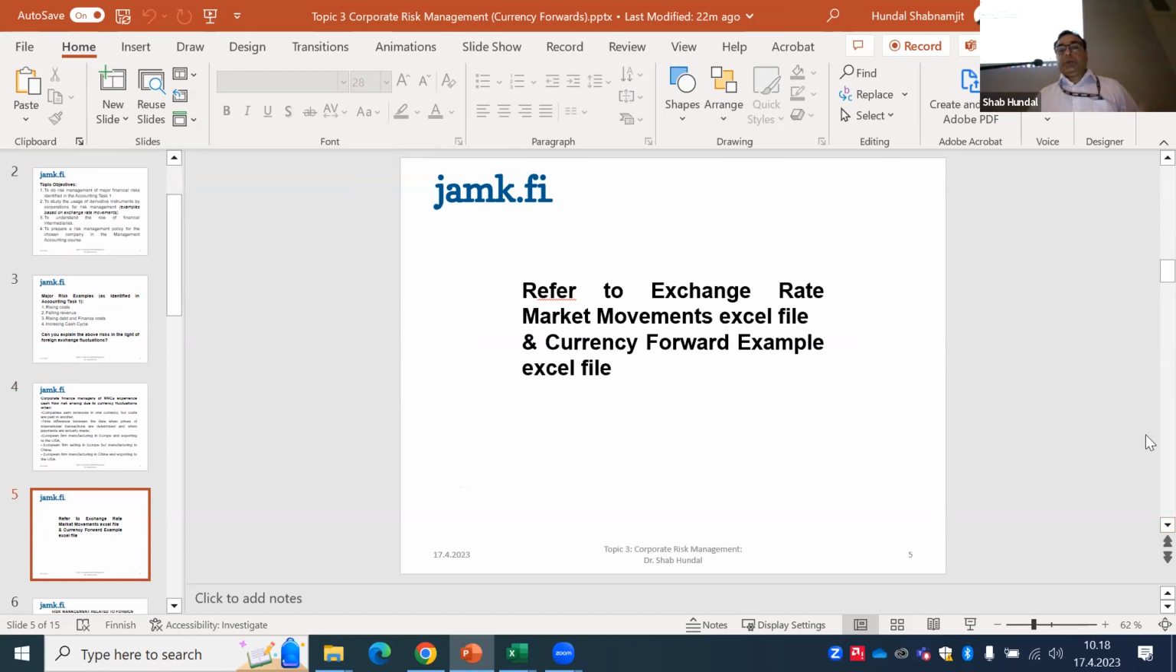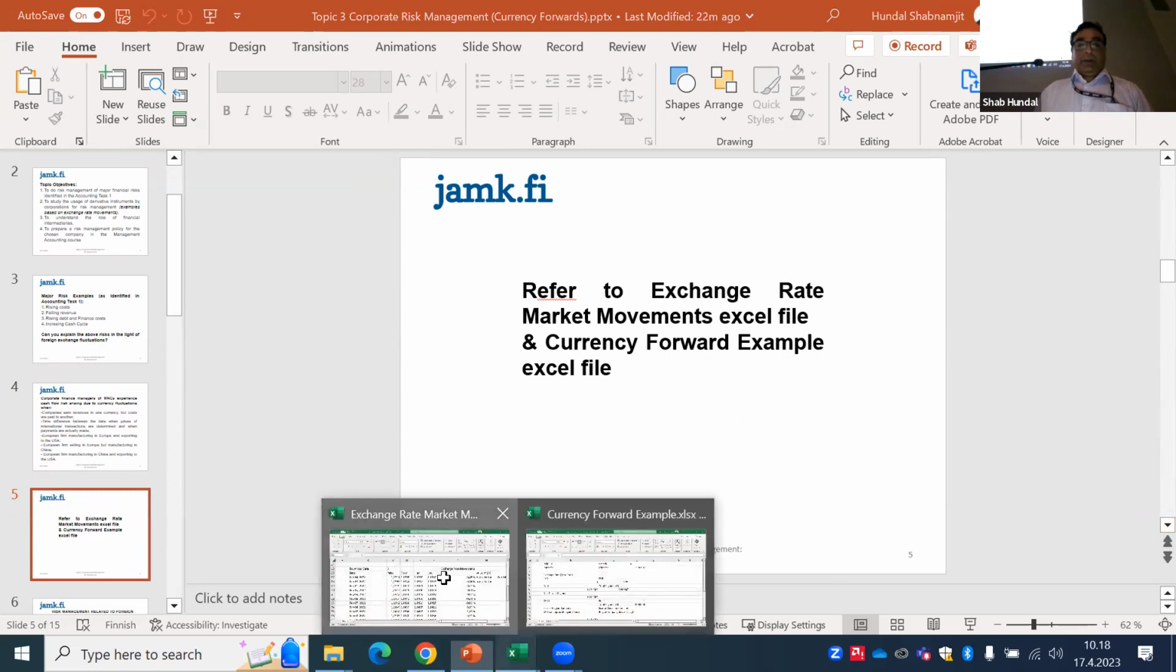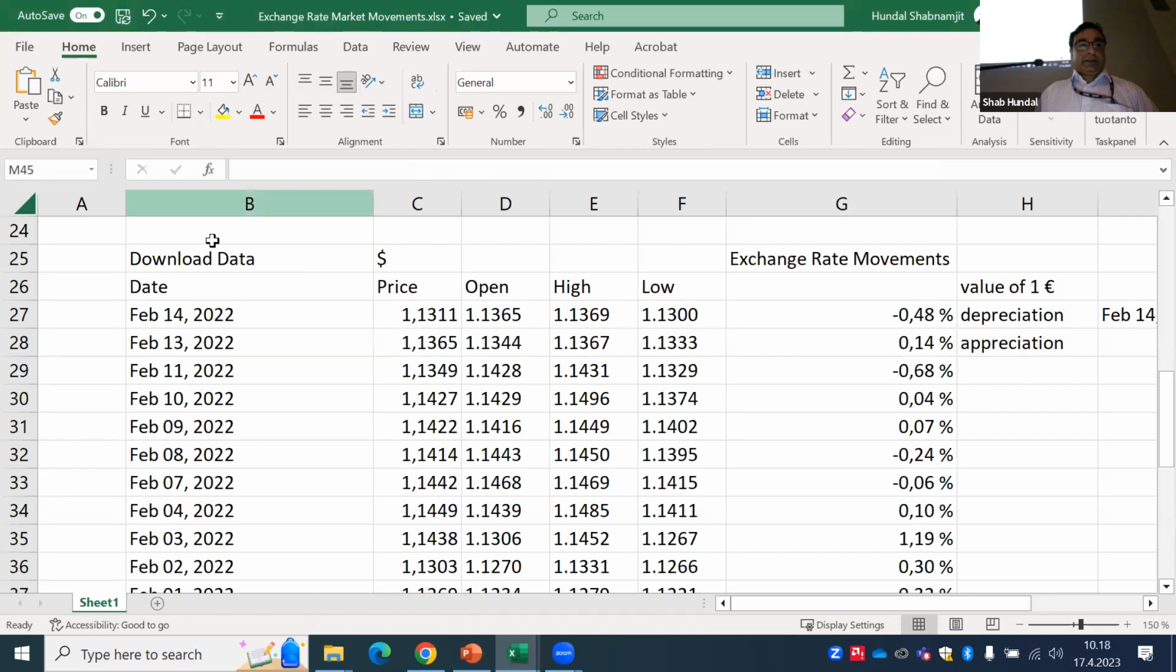So I want to show you with the real data that the exchange rate fluctuations could be very dangerous. Here I downloaded this data.